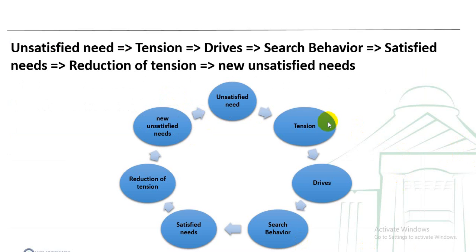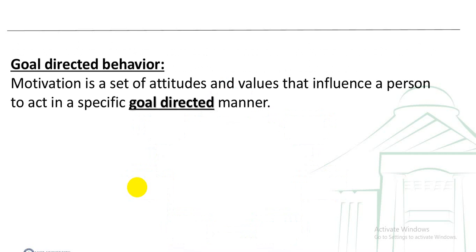Motivation is a circular dimension. It starts with unsatisfied needs and ends with satisfied needs, then new unsatisfied needs, and in between we have tension, drives, and search behaviors. If you are able to achieve your goals, the needs will be satisfied and the tension will reduce. So we have a reduction of tension, but after that we have new unsatisfied needs, and we will go on that way.